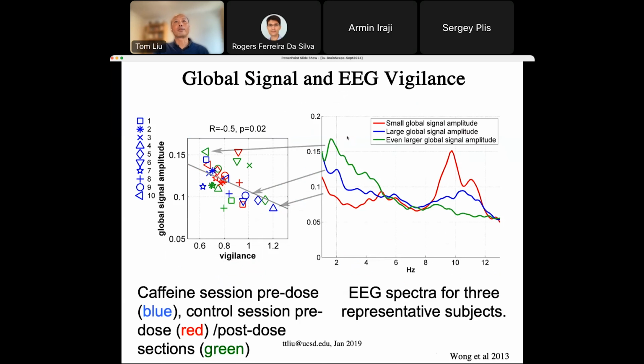Furthermore, you can look at the natural variability in subjects before caffeine. This is essentially looking at 3 different subjects. For example, this subject here, who has very high vigilance, their map looks like that. Then if we go to subjects with medium vigilance, we see something like this. And then with the drowsy subject, there is a much higher global signal. So across subjects, we can look at their global signal amplitude and their vigilance, and we're seeing this effect across the population.